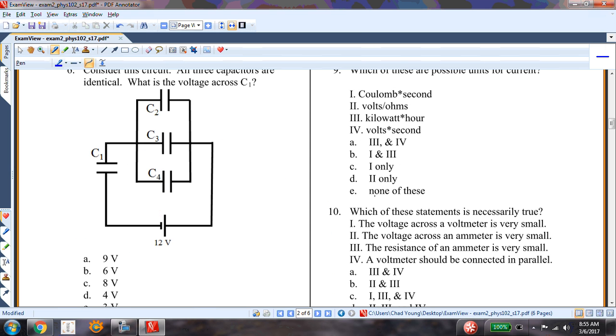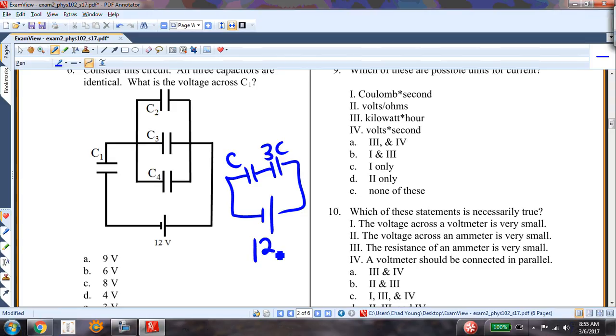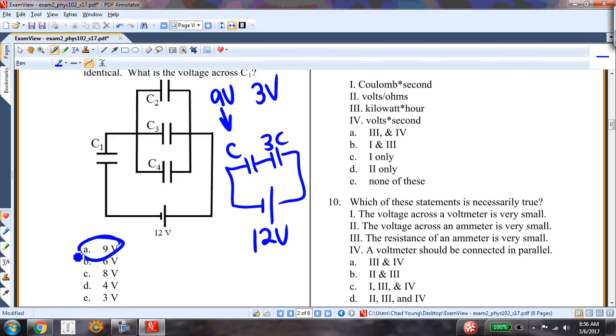All 3 capacitors are identical. What is the voltage across C1? Okay, so you really have to think about how the voltages are distributed, because I have C and then I have 3C here. I have 12 volts here. I know I have the bigger voltage across this capacitance. The 2 voltages across these two will add up to 12, and one of them will be 3 times as big as the other one. And those numbers are only 9 volts and 3 volts. Notice how it fills all those requirements. So across C1 is A.